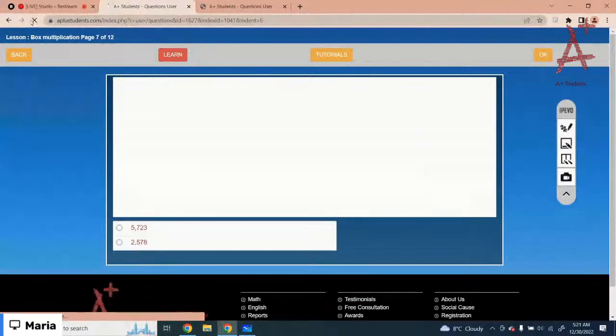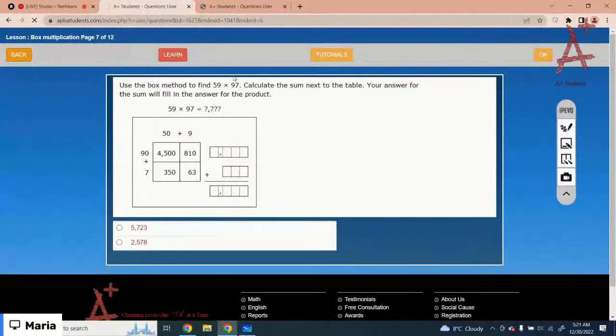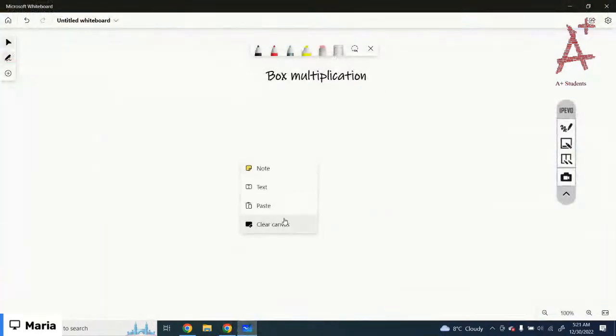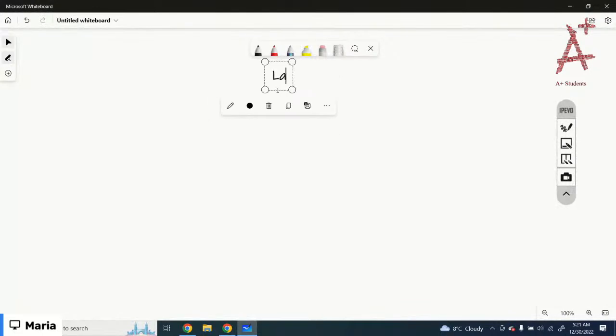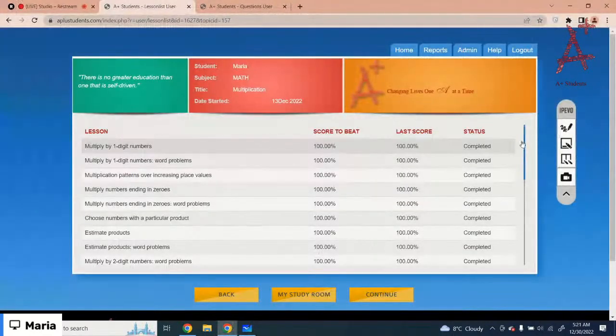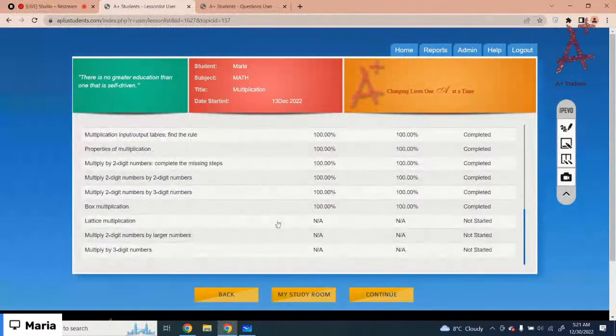Okay, you can complete the test by yourself later today. Let me just start with the next lesson. The next lesson is lattice multiplication. Got it? Let me just write down the lesson name, then we'll start. Let's see what is the lattice multiplication. Okay, we are working on grade 5 maths. The chapter is multiplication, and here is the lesson lattice multiplication.